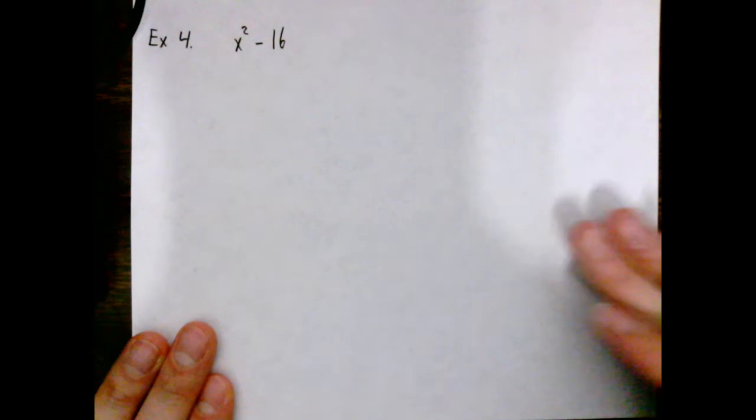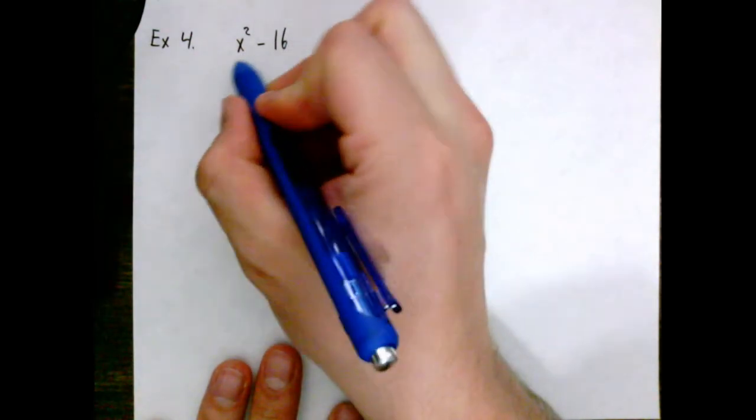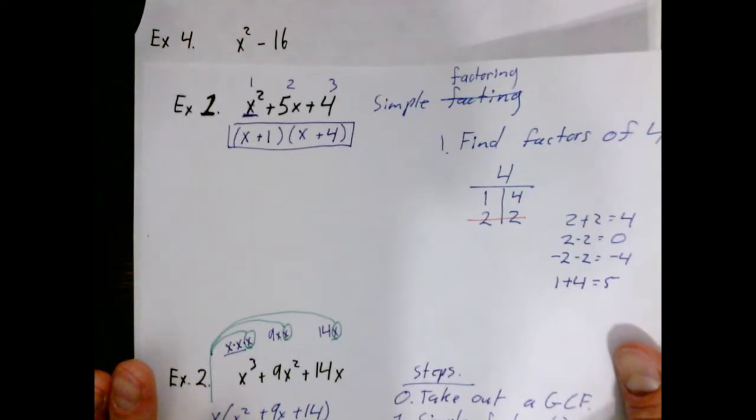Okay, last one. Example number 4 is x squared minus 16. This is a tricky one. This is one that you guys get stuck on all the time, so let me help you out. The first thing we want to do is look at it and compare it to all the other ones we've already done. Let's compare it to this nice easy one here.